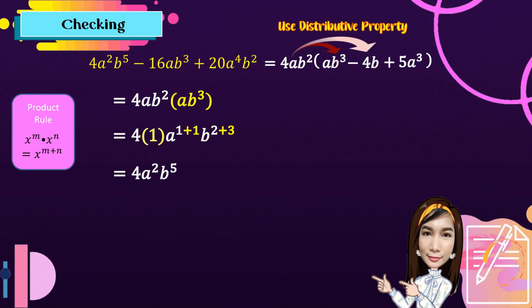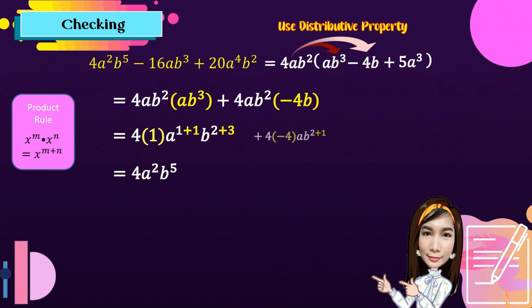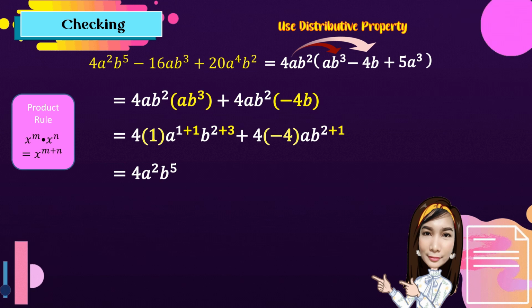Let's distribute the common monomial factor on the second term. So we have positive 4ab squared times the quantity negative 4b. Multiply first the coefficient 4 times negative 4. Then for the variable a, we have no common there, so just copy. For the variable b, we just add the exponent 2 plus 1.